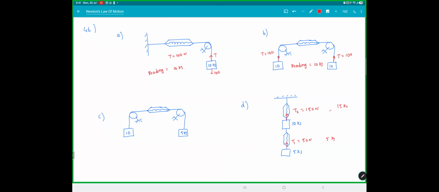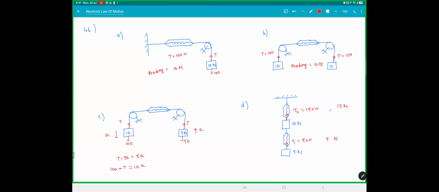Yeah, this would be an interesting one. So this is tension. The spring balance is massless, so tension will be the same on both sides. This would be 100. This would be 50. This is actually accelerating. So if you calculate this, you will end up with T minus 50 is equal to 5a, and this will be 100 minus T is equal to 10a.